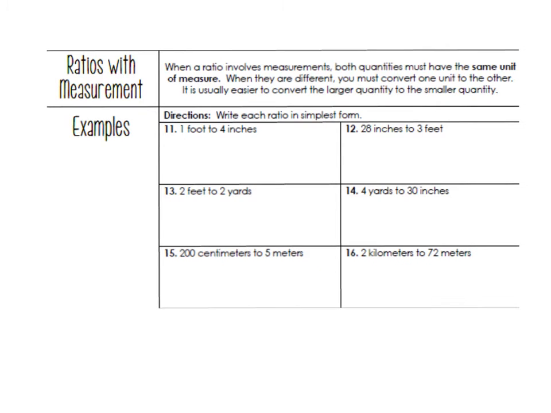So we're going to do some examples together. Here is what you could put into your notes, ratios with measurement. When a ratio involves measurements, both quantities have to have the same unit of measure. When they're different, you must convert one unit to another. It's usually easier to convert the larger to the smaller quantity. So we're going to do some practice. If you need to, pause the video to get this into your notes. This is what I want in your notes. Pause it and write it, and then we'll do some examples.